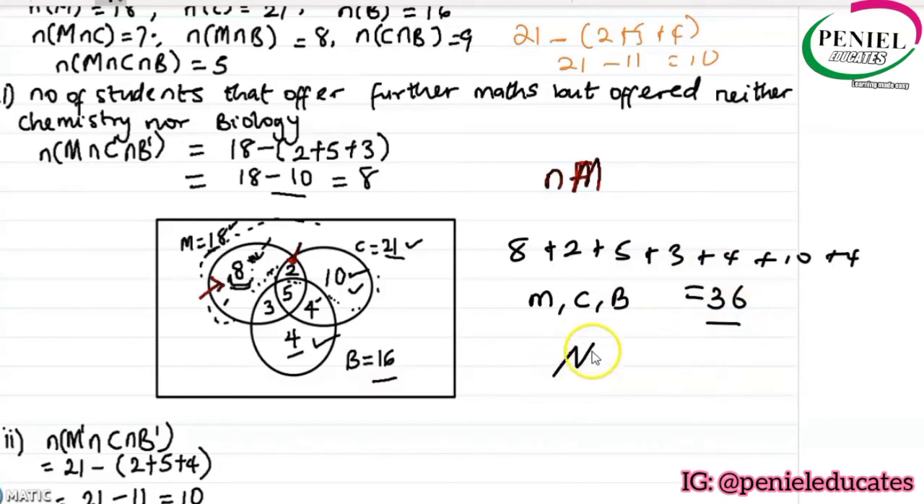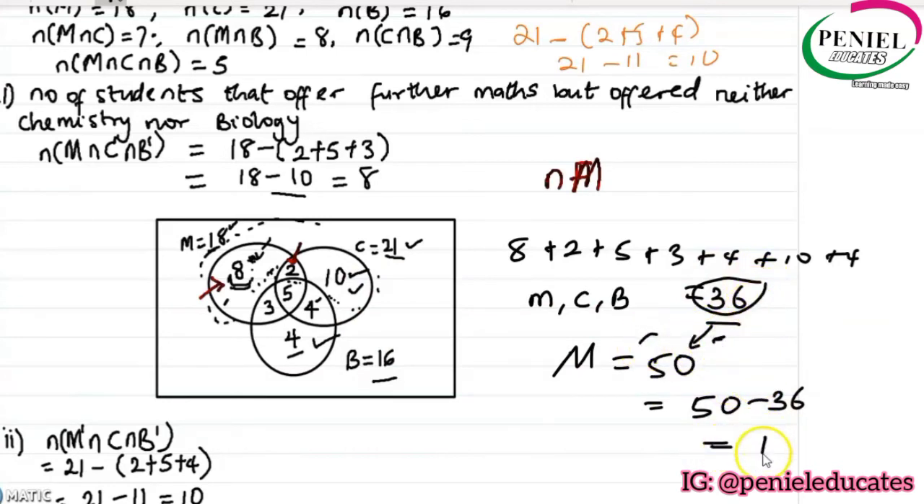But don't forget our universal set of all the students, they are 50. So if we were to find the number of students that are not offering any of these three subjects, we just need to do 50 minus 36, the numbers that are offering all the three subjects. We subtract it from the universal set. Then we get 14. So that means in the school, the number of students that are not offering any of the three subjects are actually 14.